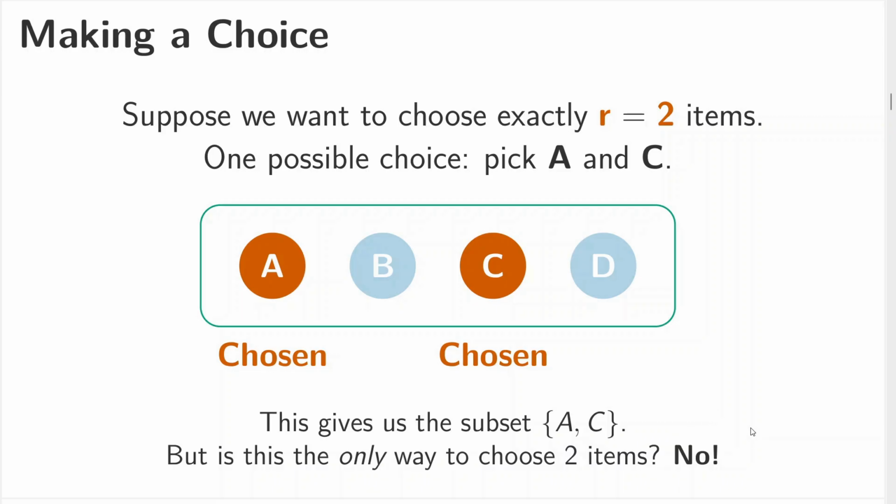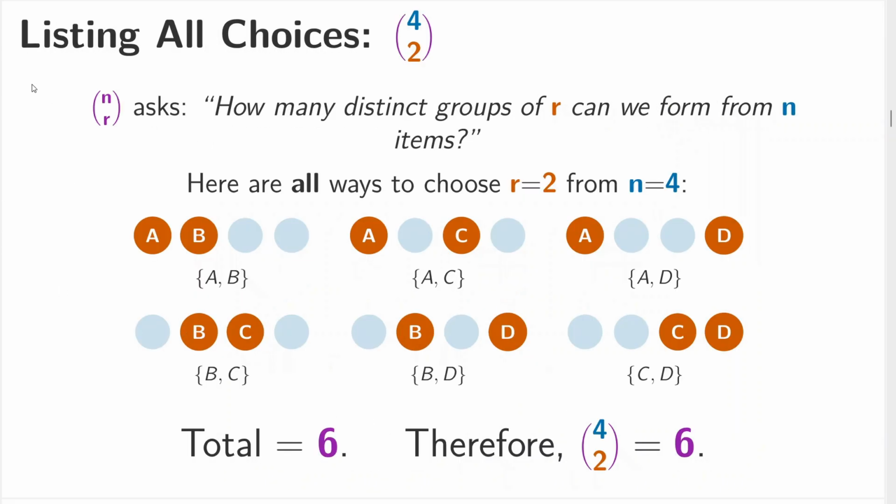Let us visually list all of the possible choices. The expression 4 choose 2 is essentially asking a specific question. How many distinct groups of size R can we form from our N items? Let us find out by listing every single way to choose 2 items from our set of 4.